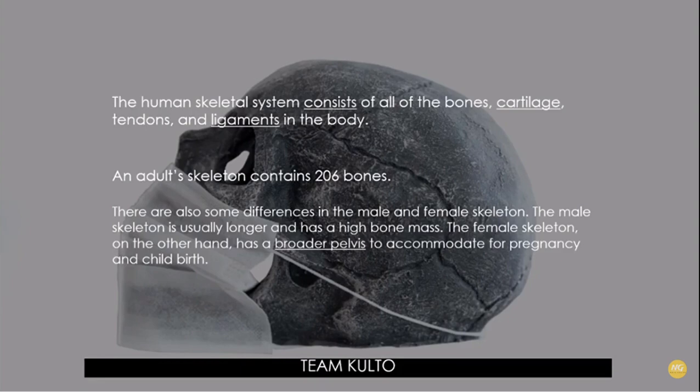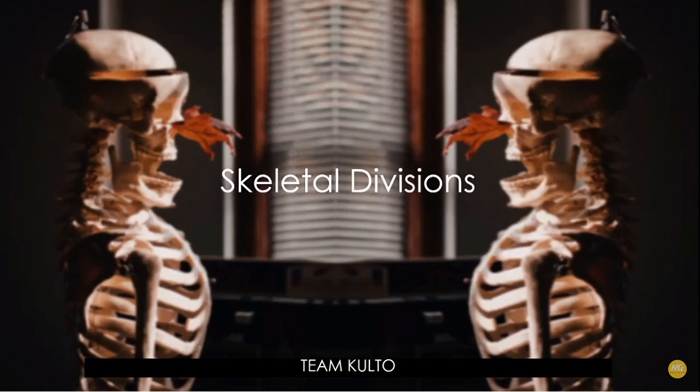There are some differences between the male and the female skeleton. The male skeleton is usually longer and has a higher bone mass, while the female skeleton, on the other hand, has a broader pelvis to accommodate pregnancy and childbirth. Regardless of age or sex, the skeletal system can be broken down into two parts. Now, we're going to discuss the skeletal divisions.